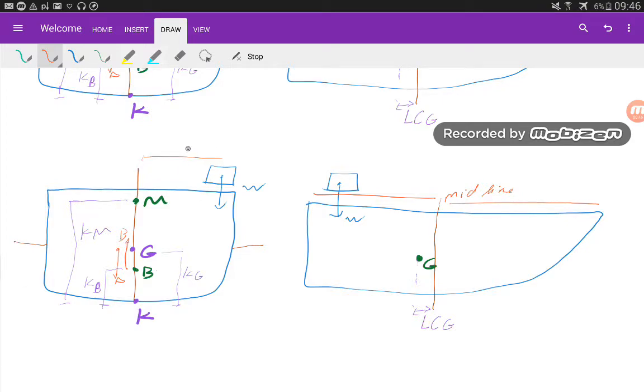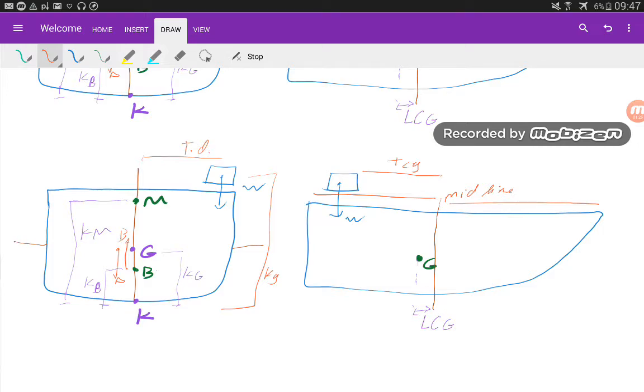transversal distance, or transversal center of gravity. The height of the cargo from the keel is Kg, the vertical distance, and the distance of the cargo from the midship, either forward or aft, is the longitudinal center of gravity.